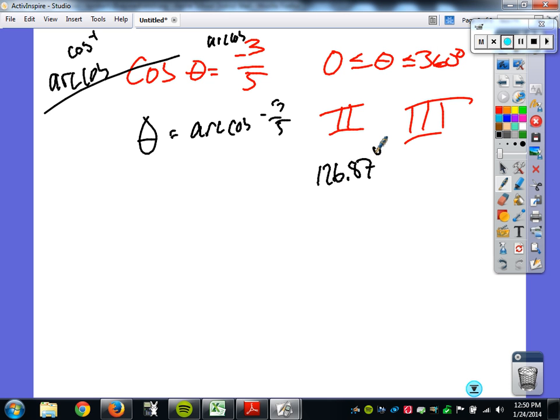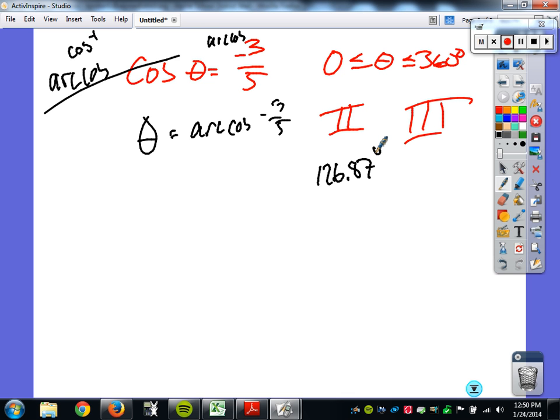126.87 degrees. That's one angle. Where's my other angle? In quadrant 3. How do I find that angle in quadrant 3? Well, if they have the same value, they have the same reference angle. Just like when we say 120 and 60. They have the same reference angle of 60 degrees, don't they? That is why they're the same coordinates.